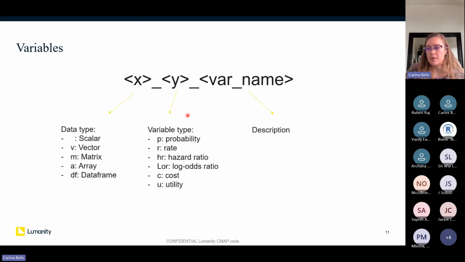Then we have a variable type, so we have a P for probability, we have rates, we have hazard ratios. In this example, we don't have a log odds ratio, if I remember correctly, but they also have this predefined, and costs and utilities to indicate what type of variable we're talking about. And then always a description to indicate, for example, if we have a cost, what the cost is for.